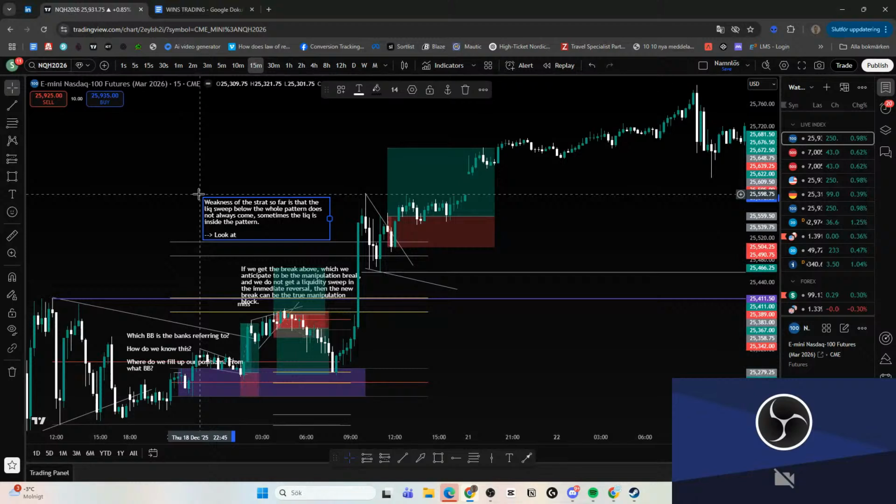Look at M5. When this happens, and we get a move back up, what we thought would be the bank block, the manipulation move that came, tends to hold.